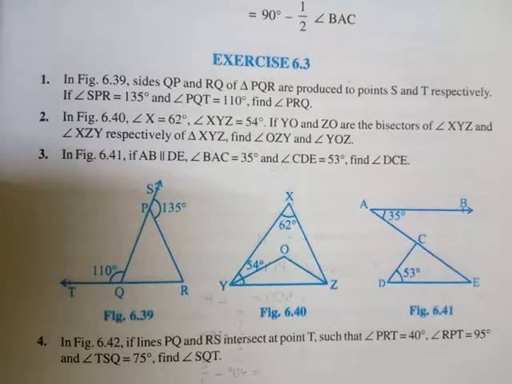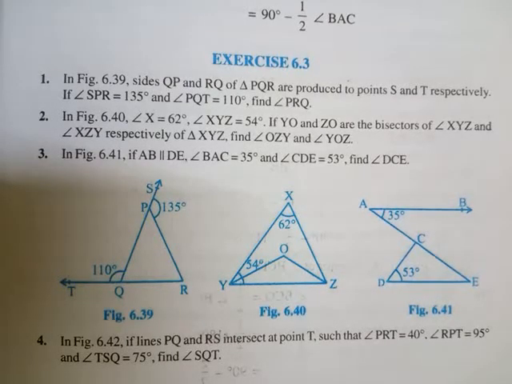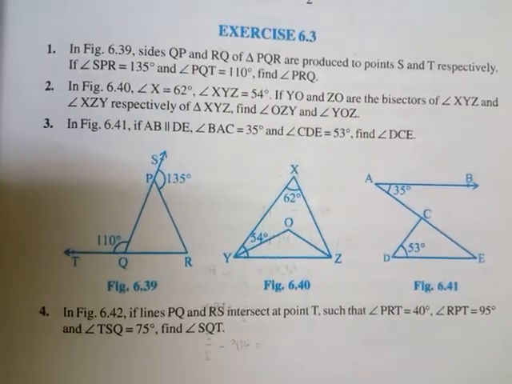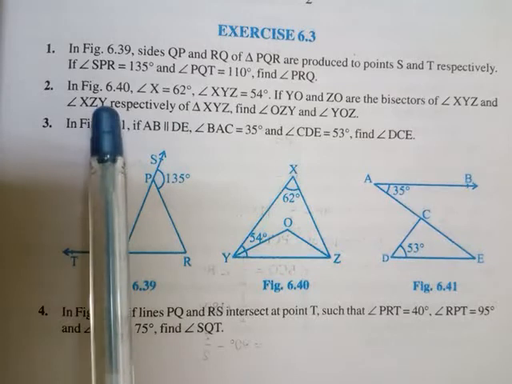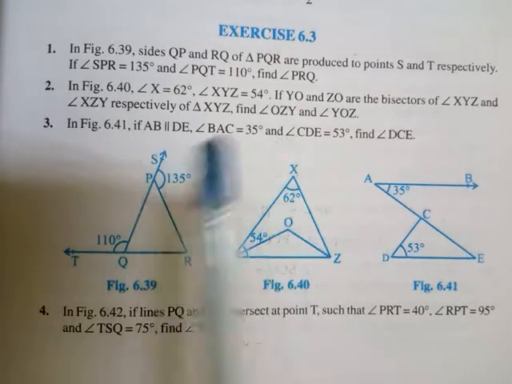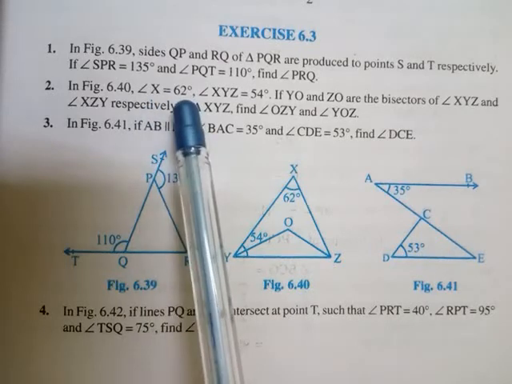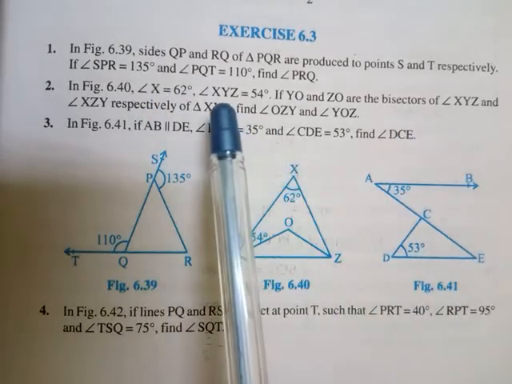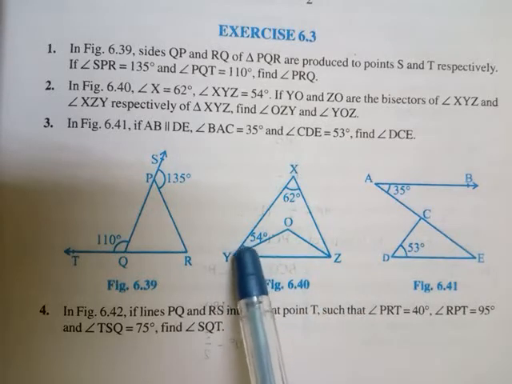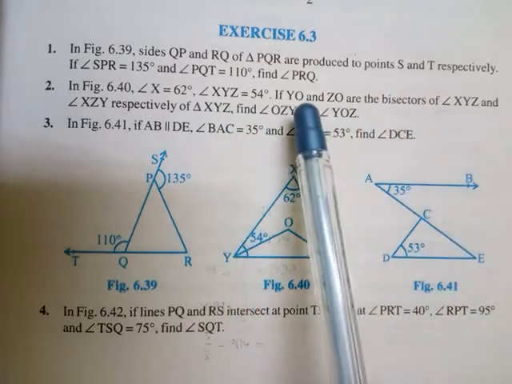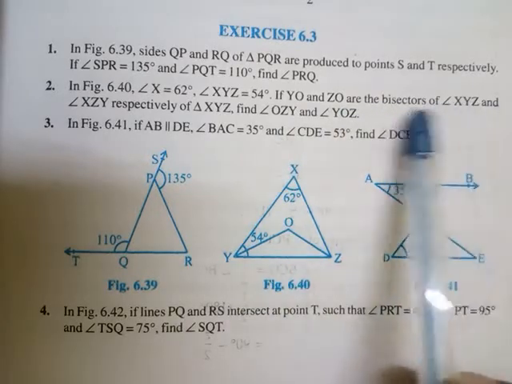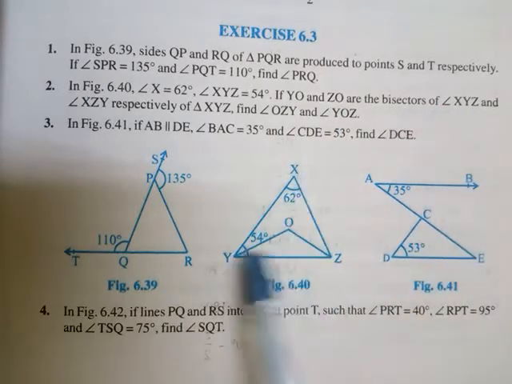Student, now we are going to solve exercise 6.3, class 9 general maths, question number 2. As you can see in the video, in figure 6.40, which is question number 2, angle X equal to 62 degrees, angle XYZ equal to 54 degrees. XYZ means this whole angle is 54 degrees. YO and ZO are the bisectors of angle XYZ.